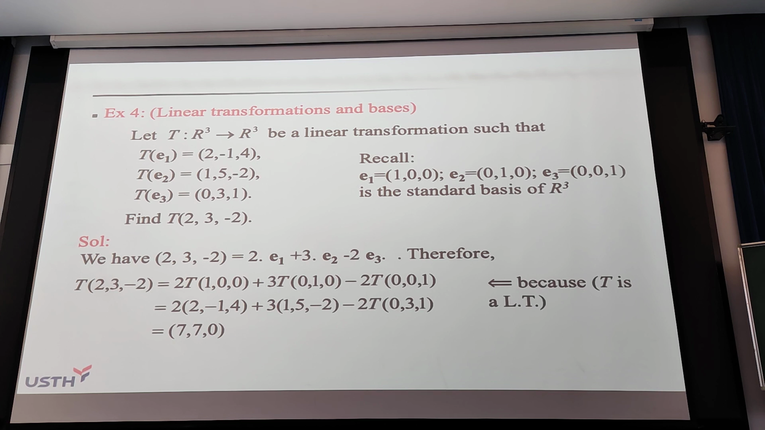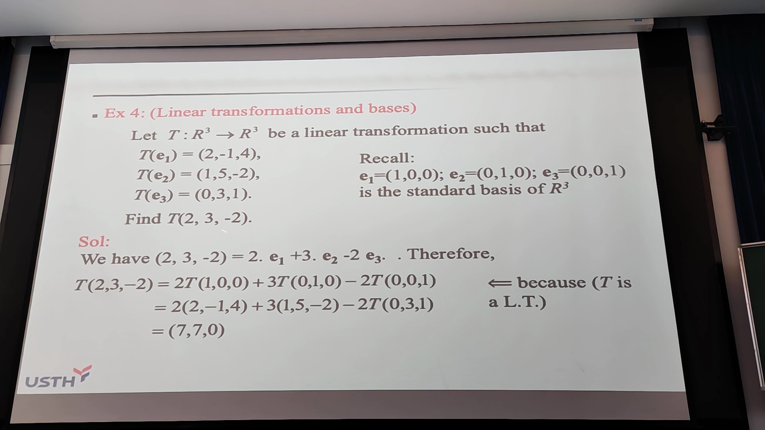And we can apply that for the case here. Suppose that T from R3 into R3 is a linear transformation, so that T of E1 is that, T of E2 is that one, and T of E3 is that one. And I recall that E1, E2, E3 are three vectors with coordinates like that. They are the standard basis for R3. Then you are required to find T of that vector.